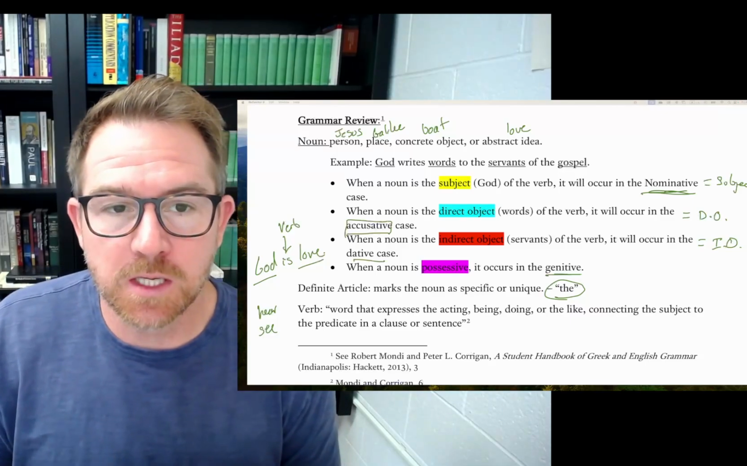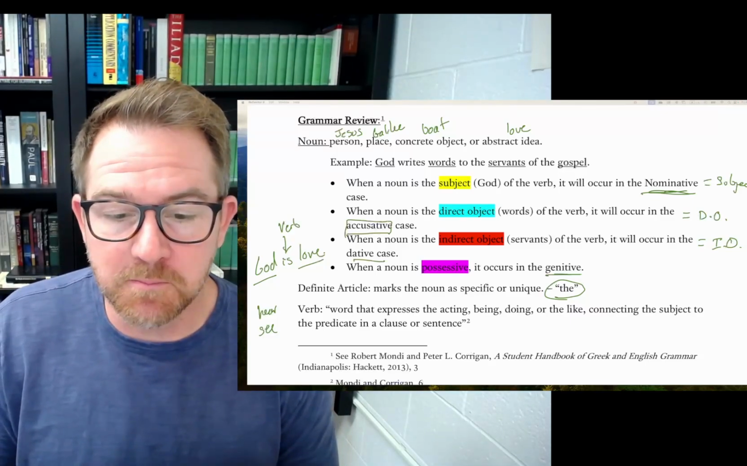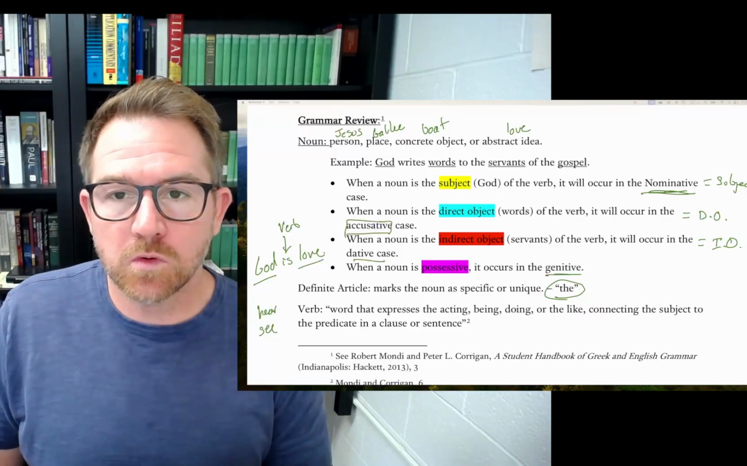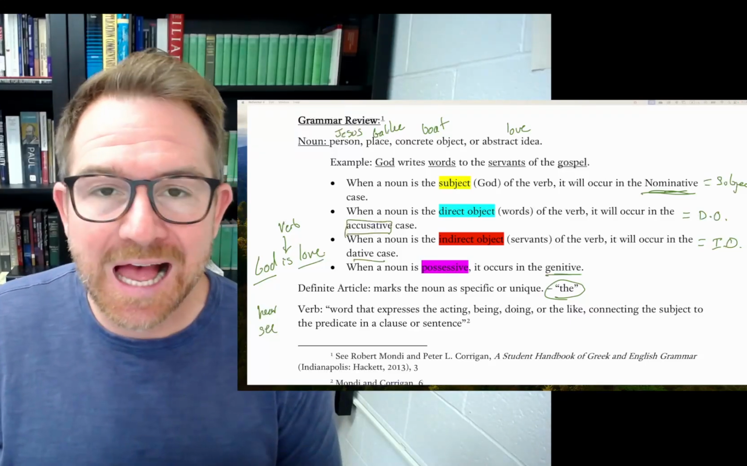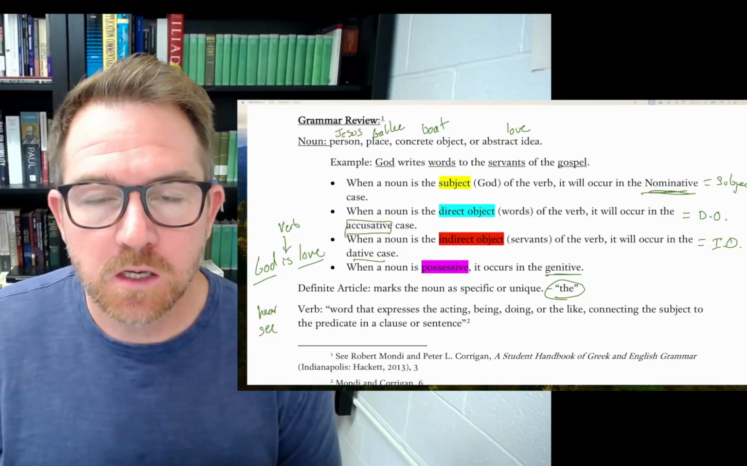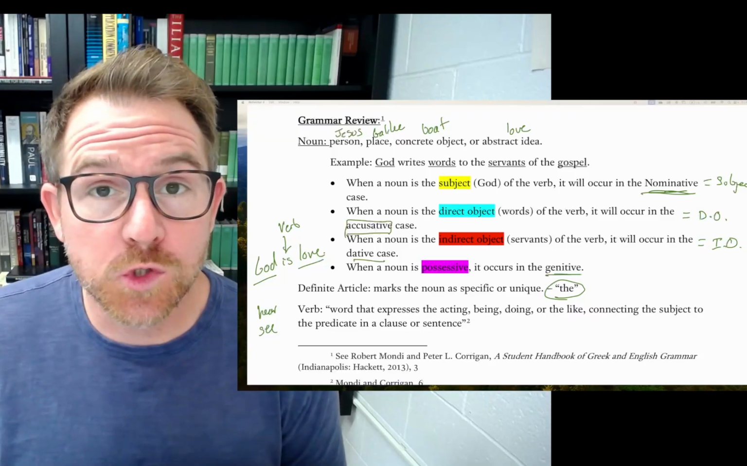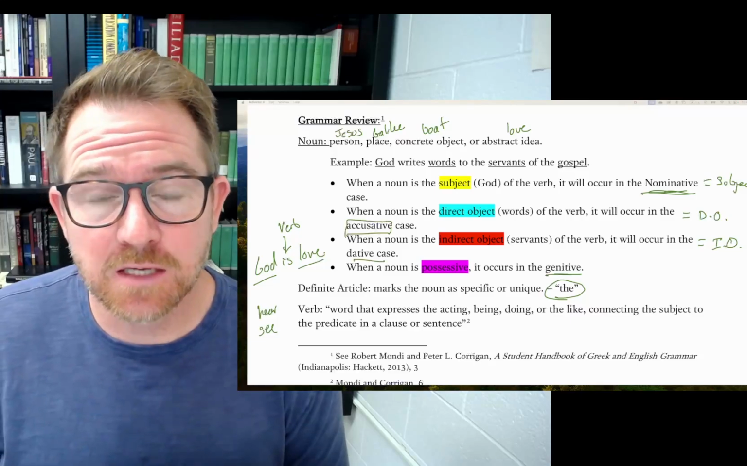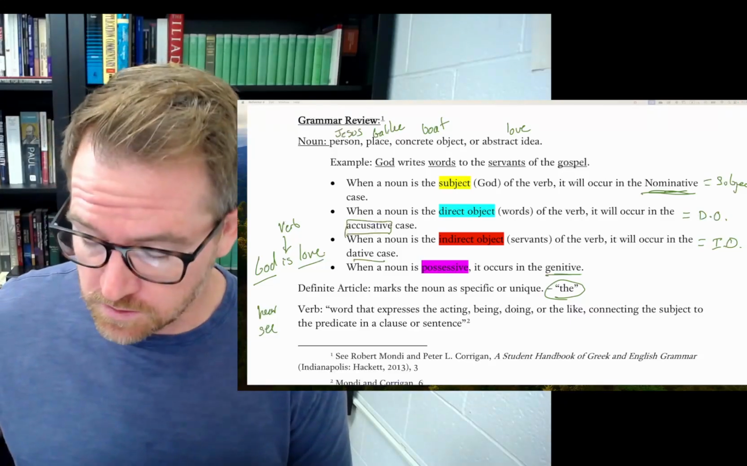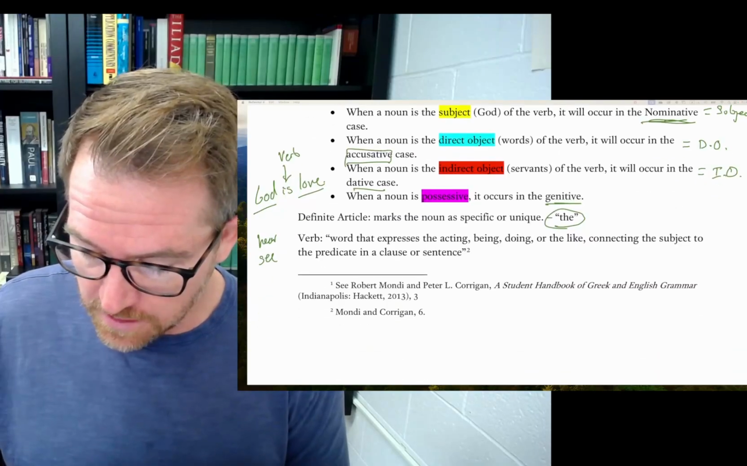It's describing a predication. It's a being. God is being love. So we'll talk more about the details of different kinds of verbs as we get into them. But for now, simply focus on what function does a word serve in a sentence based on its case: the nominative, the genitive, the dative, and the accusative. Let's look at some more detail on this.